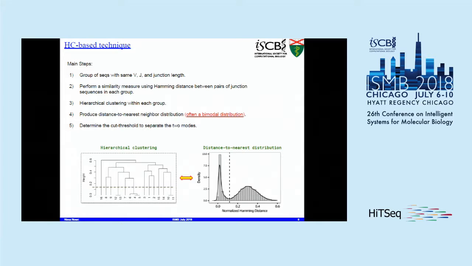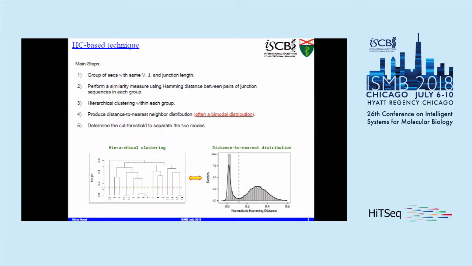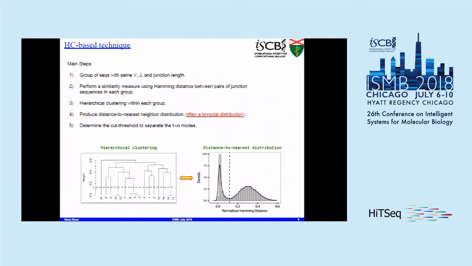We use the distance to nearest distribution to find this threshold. Inside of each group, we calculate the distance from each sequence to all the rest of the sequences in that group. We dump all the data into a histogram, and that histogram is typically bimodal. The first mode represents the sequences that are clonally related, and the second mode represents those sequences that are not clonally related, namely the singletons. The threshold would be the vertical line that separates these two modes. We use that threshold to cut the tree, and then we decide which sequences are clonally related.